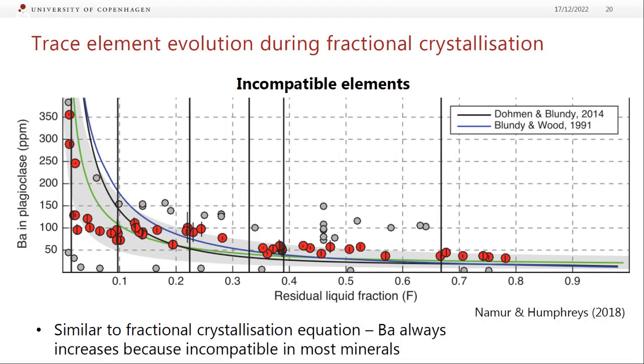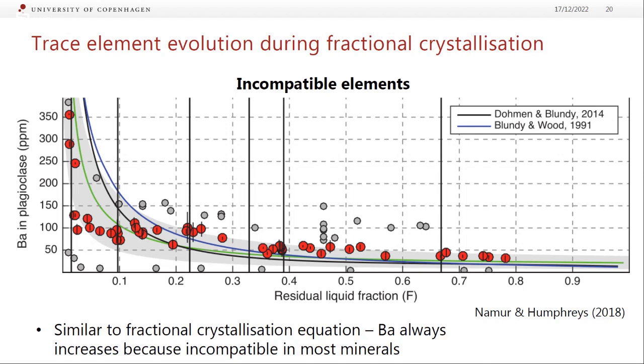For incompatible elements, it's basically the exact opposite. And this is from the exact same paper and the exact same samples that they measured. But in this case, they're measuring the barium in plagioclase. And barium can be compatible in alkali feldspars, in potassium feldspar orthoclase, but it's not very compatible in plagioclase.